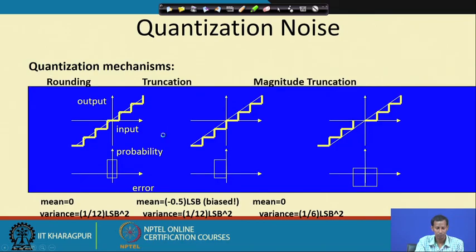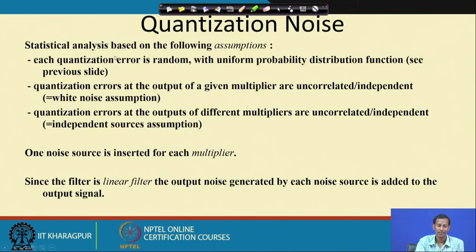There is a procedure for that: a statistical analysis based assumption you can make for this quantization noise analysis. In it, each quantization error is random with a uniform probability distribution function. As in the previous slides, quantization errors at the output of a given multiplier are uncorrelated and independent, and errors at the outputs of different multipliers are uncorrelated and independent, and one noise source is inserted for each of the multipliers.